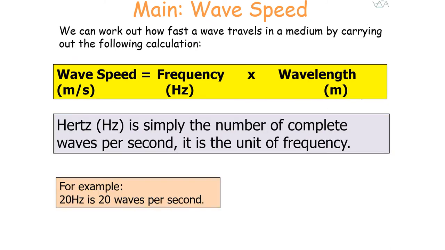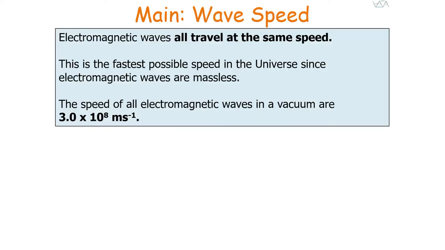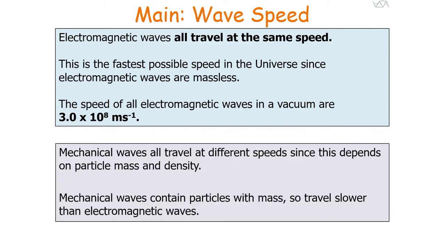Now again, please remember that when we talk about hertz, it's just the number of complete waves every single second. So just to clarify, electromagnetic waves all travel at the same speed. This is the fastest possible speed in the universe in a vacuum, since electromagnetic waves are massless, and the speed of all electromagnetic waves in a vacuum is 3 × 10⁸ meters per second.